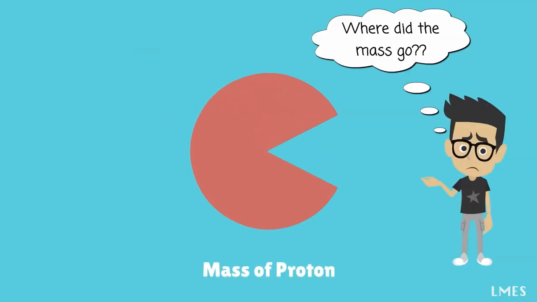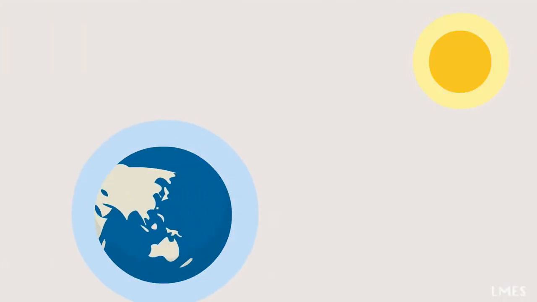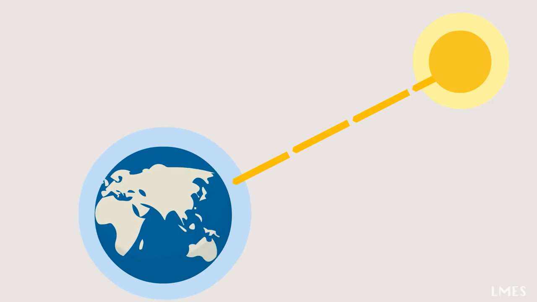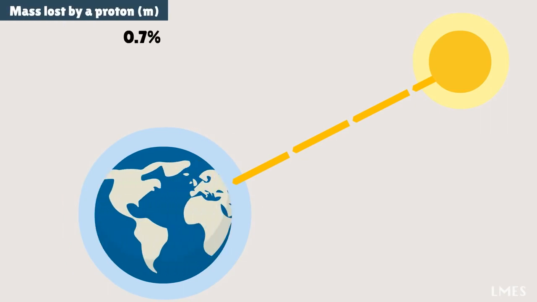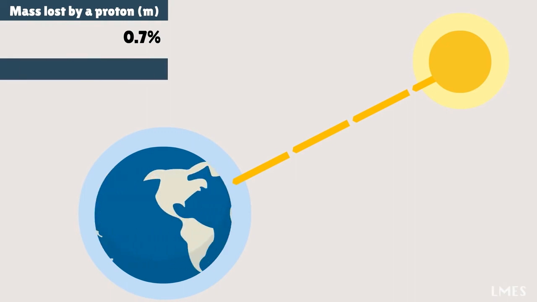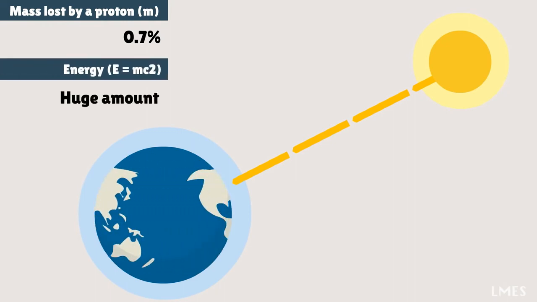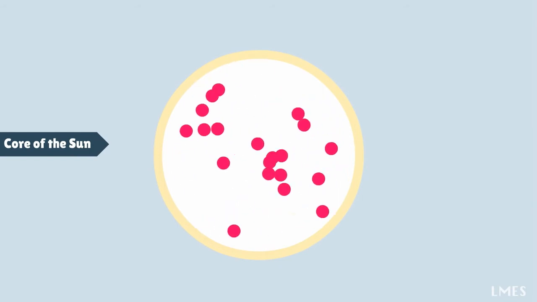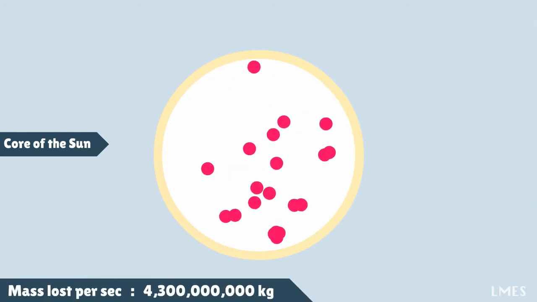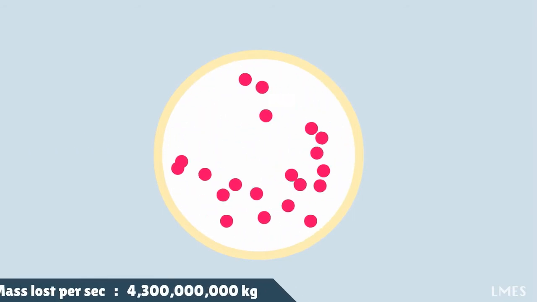Wait, where does this mass go? This mass gets converted into energy, the heat and light energy that we enjoy from the sun. Even though protons lose only 0.7% of their mass during this process, it releases a lot of energy as per the formula E = mc². Millions of protons are fused every second in the core of the sun. So the sun is losing about 4.3 million tons of its mass.